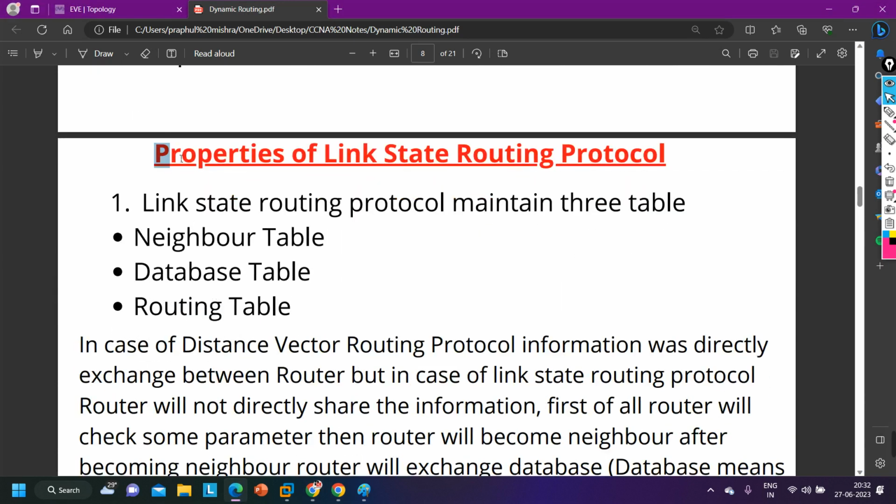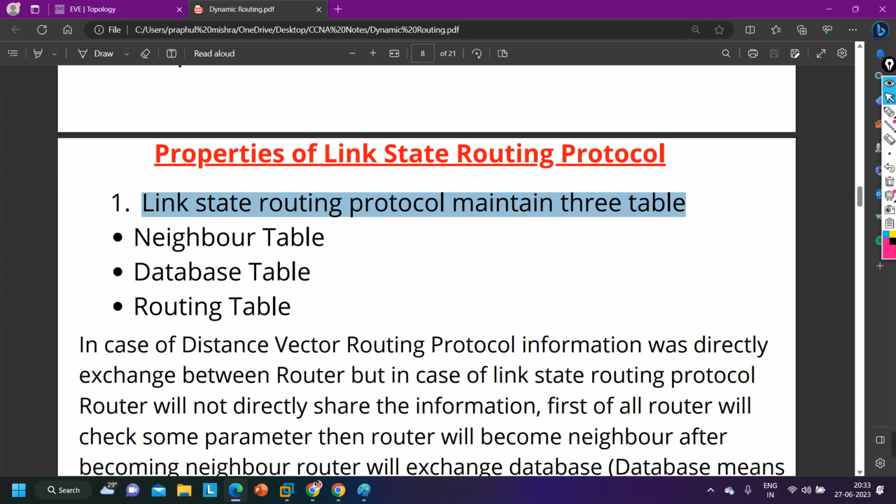Okay. So first property of link state routing protocol, always keep in mind, it maintains 3 types of table. Very intelligent protocol. If a routing protocol is using multiple tables, there is an advantage as well as a disadvantage. The advantage is it will be very easy while troubleshooting. We can check the database, neighbor table, routing table, right? Everything is separate there. But on the other hand, it is using CPU utilization as well.